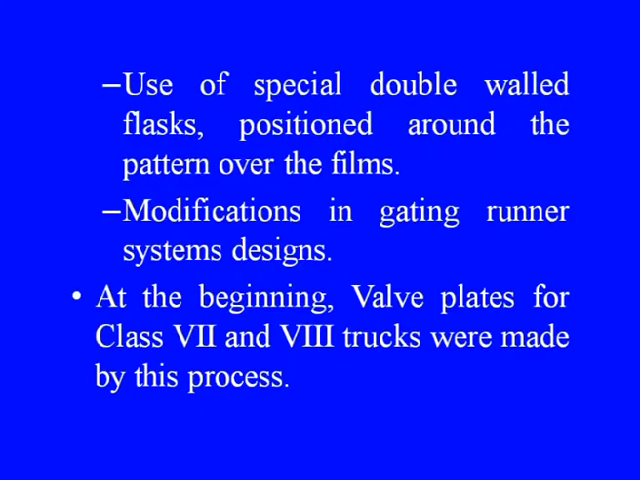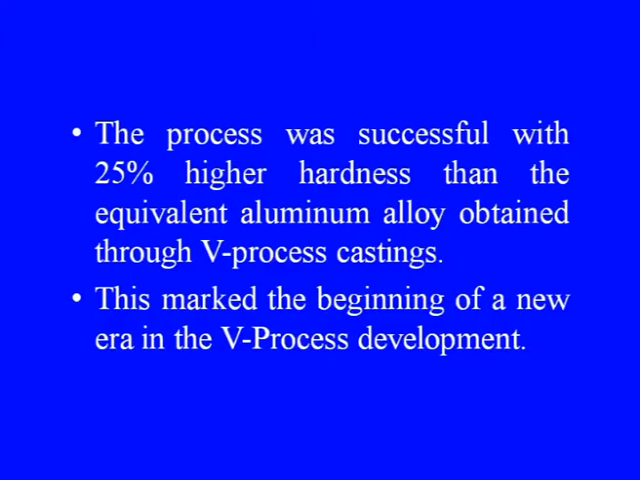Then use of special double walled flask positioned around the pattern over the films. Then modifications in gating, runner systems and designs. These all were adapted in the V casting process. At the beginning, valve plates for class 7 and class 8 trucks in the United States were made by this process. The process was successful with 25% higher hardness than the equivalent aluminum alloy obtained through V process castings. This is quite significant. This method marked the beginning of a new era in the V process development.